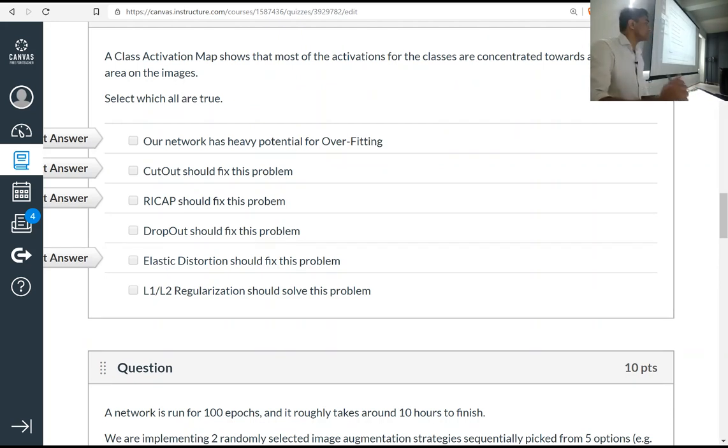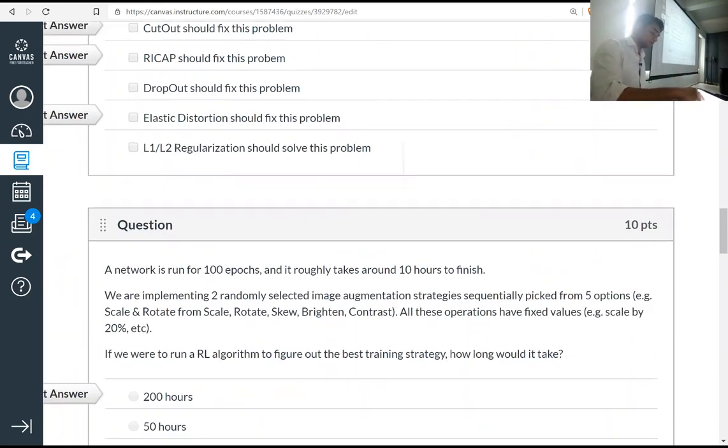Elastic distortion should help this problem. When you do elastic distortions, the area where it is focusing, sometimes it's not going to be there. Sometimes that area itself is going to be so squished that it has to look at some other area of the image also. So whichever is going to manipulate your image spatial data is going to be helping this particular problem. L1 and L2 regularization should solve this problem? Not at all related to what it does.